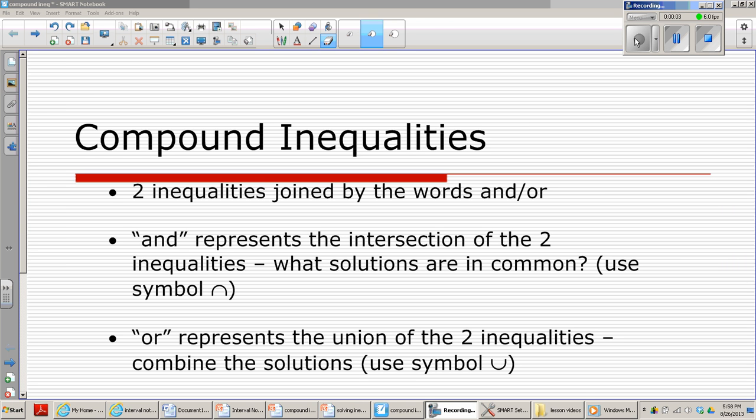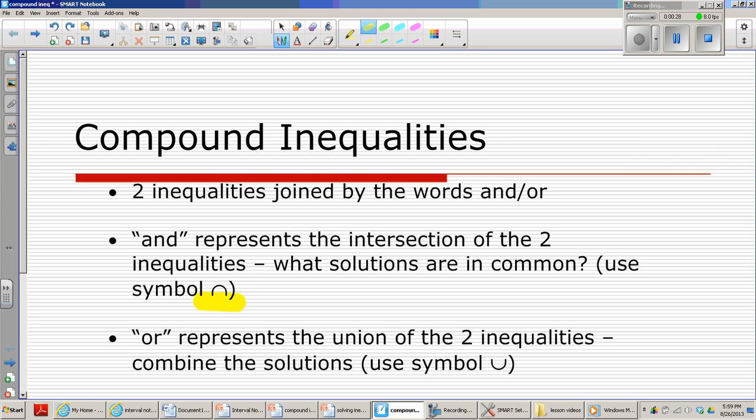Today's lesson is on compound inequalities. What is a compound inequality? It's two inequalities joined by the words and or. And represents the intersection of the two inequalities. What solutions are in common? Use the symbol upside down U.